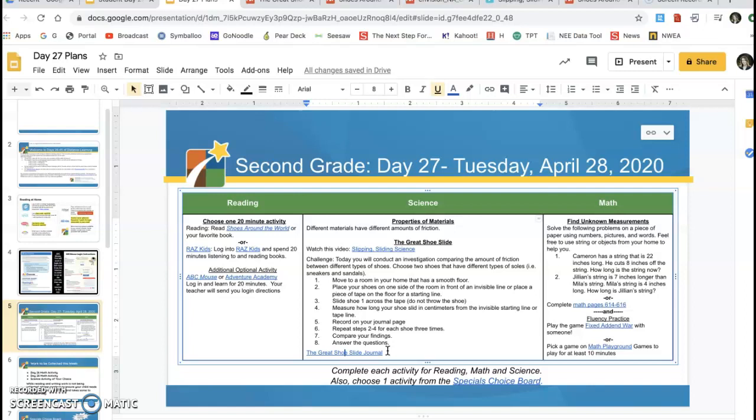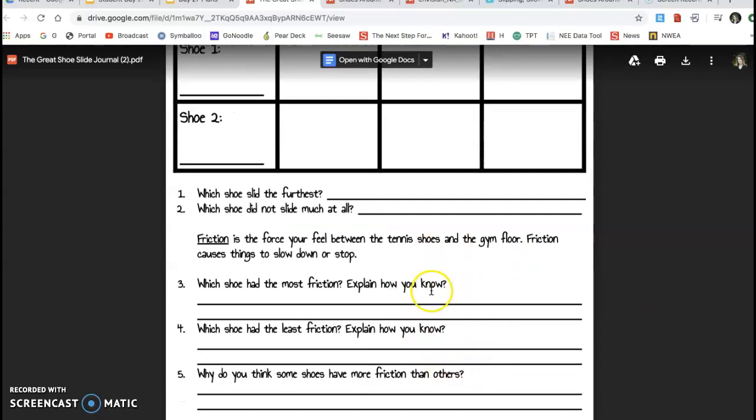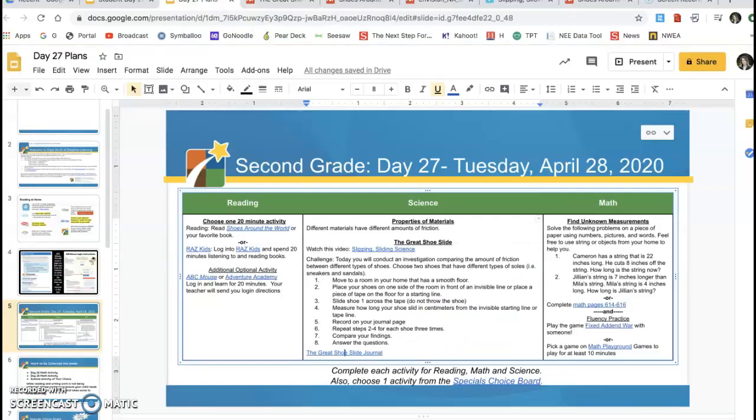Record it in their journal page, and they'll do that for each shoe. And then they will answer the reflection questions down here. And then hopefully by the time they're done, they will see that the flip-flop will travel farther than the tennis shoe because there's less friction with the flip-flop. And the reason that there's less friction is because it's made of foam, which is really smooth, while the tennis shoe is made up of rubber with lots of ridges, which makes it a little harder to move forward and creates more friction. So that's kind of the big takeaway. Students usually enjoy this. It's lots and lots of fun, so have some fun with it.